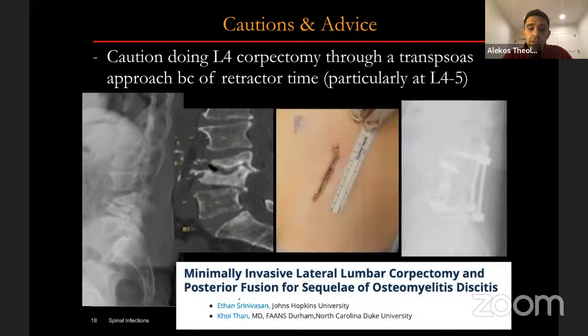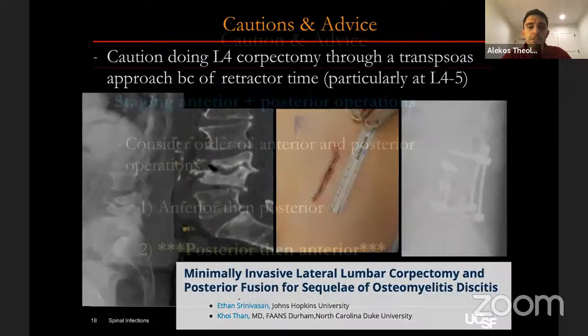That being said, a good friend of mine, Coy Tan, put out a beautiful paper with a beautiful result of a patient who had a 2-level direct lateral trans-psoas approach at L3 and L4 with no neurologic sequelae. So if people have the skill and the comfort in doing this, feel free, but just be cautious about doing this one through a direct lateral.